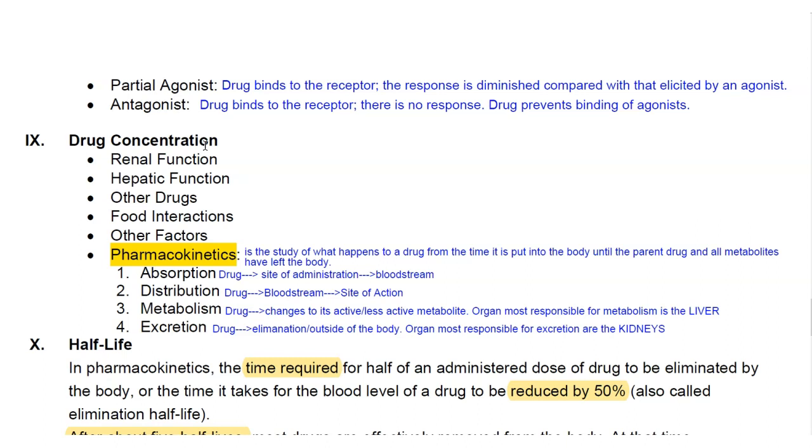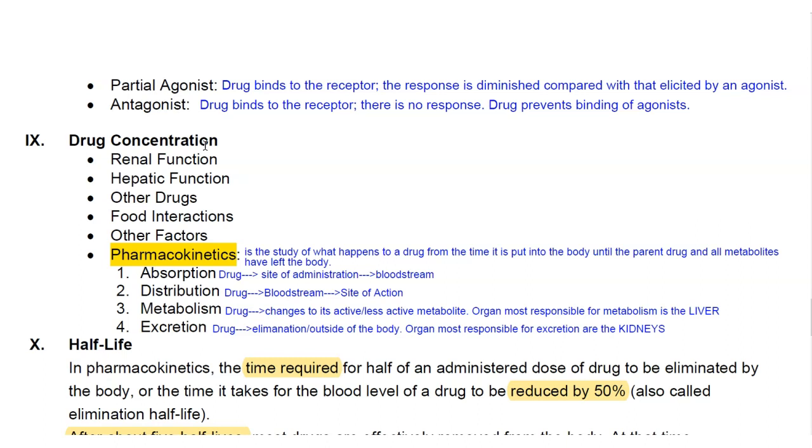Another terminology that you guys have to remember is pharmacokinetics. So what is pharmacokinetics? This is the study of what happens to the drug from the time it is put into the body until the parent drug and all its metabolites have left the body. So this is the study of the movement, like what's going on with the drug at a particular moment. In absorption, this is the movement of the drug from the site of administration into the bloodstream.